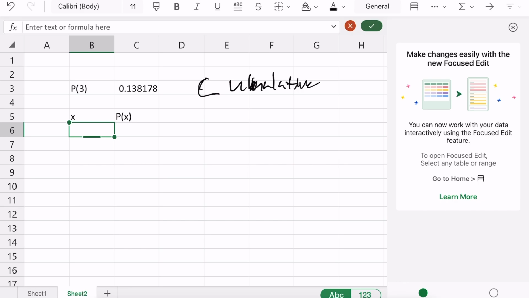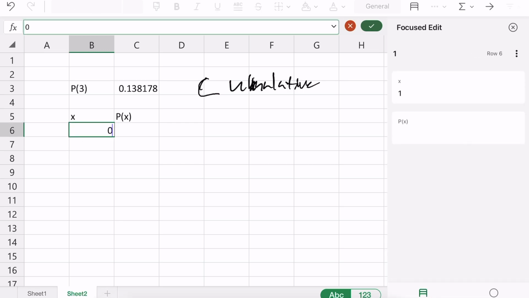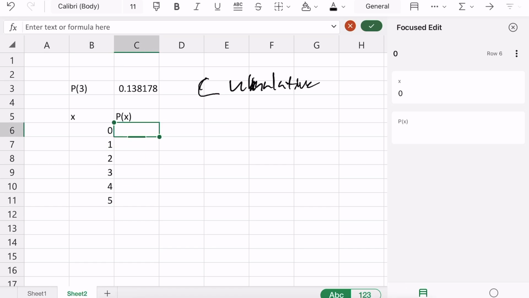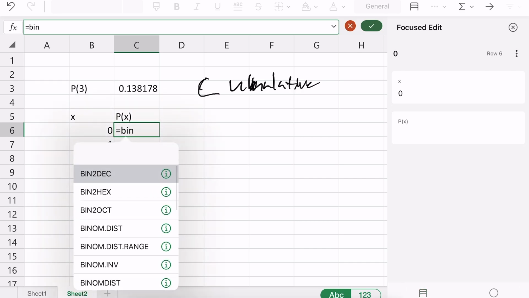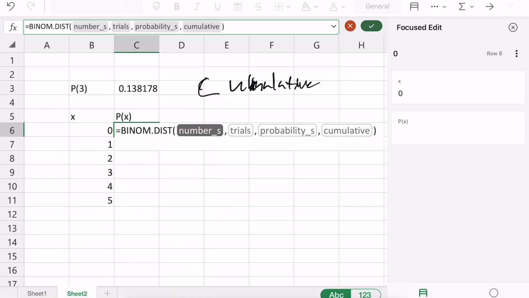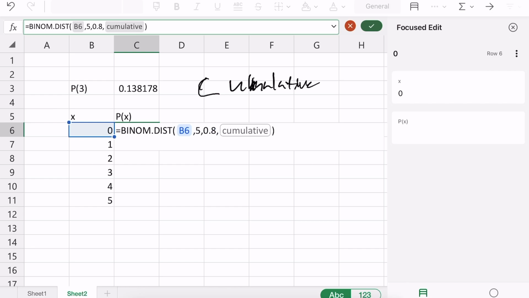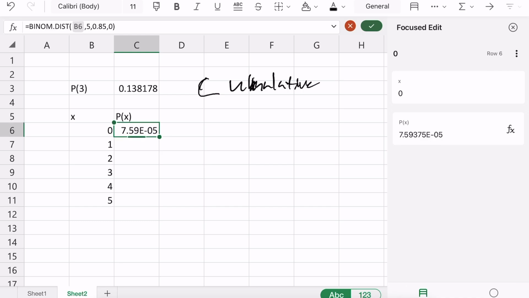Okay, good. So, possible number of successes are 0, 1, 2, 3, 4, and 5. Then the probability is going to equal binom.dist. For number of successes, I'm going to put that right there in. For number of trials, I'll go ahead and put in 5, 0.85, and then cumulative, I want it to be 0. Okay, enter. That's a very small number.